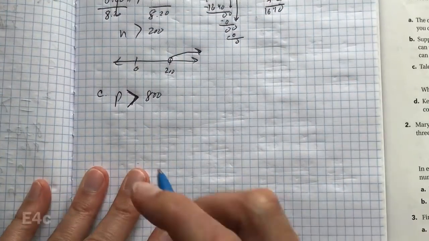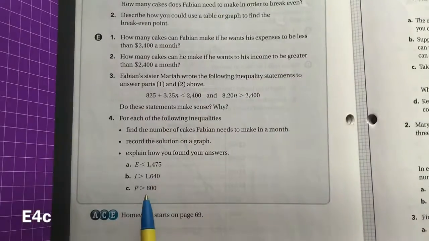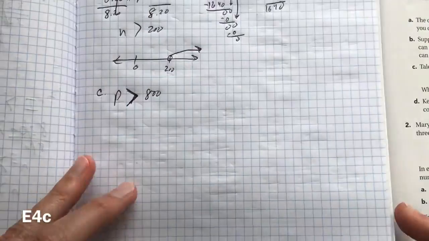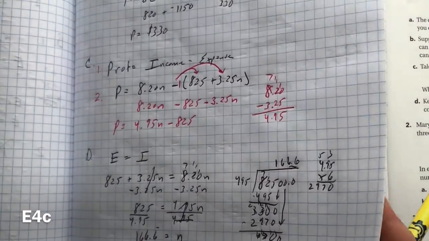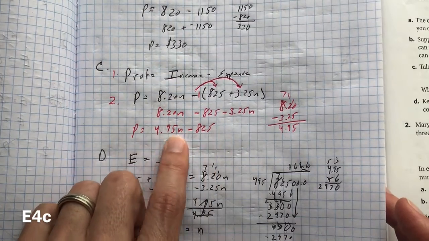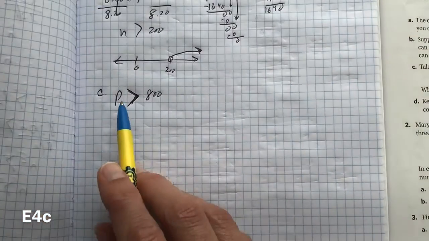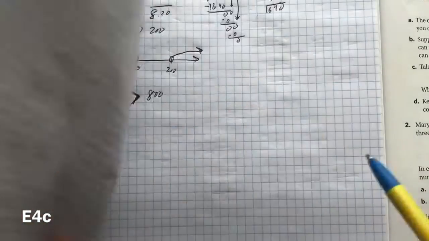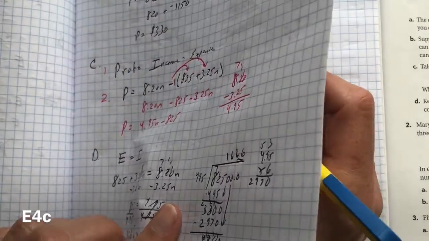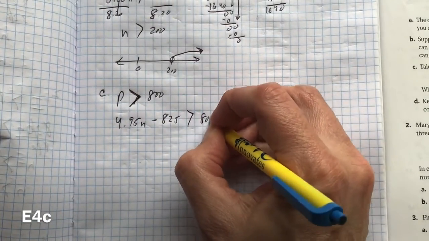All right, last one. P is going to be greater than 800, or profit is greater than 800. So that's what we have here. So now we have to go back and remember that equation that we set up earlier from our previous work. So we did a lot of work to figure that. Remember, in this case, this is what profit was equal to. We did that plugging in to sort that out. So in this case, we're going to be plugging that in for here. So I'm going to have 4.95n minus 825 is going to be greater than 800.